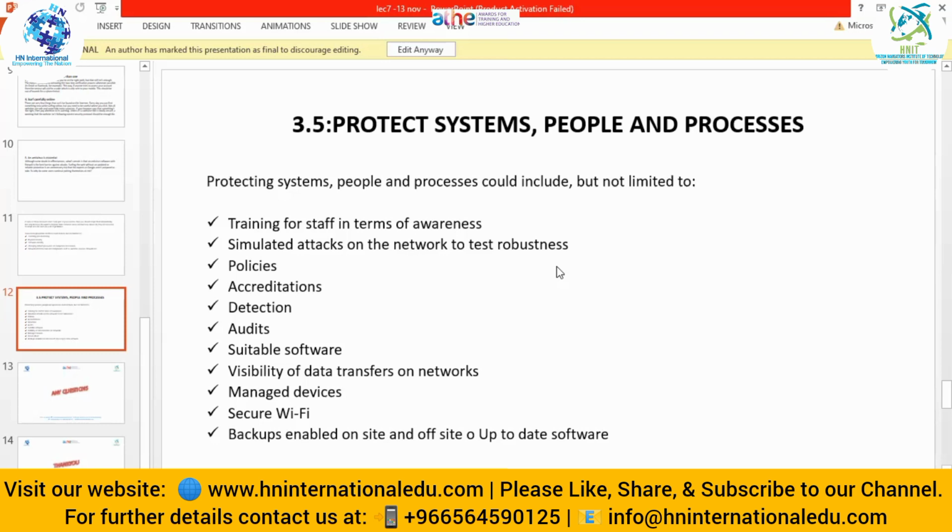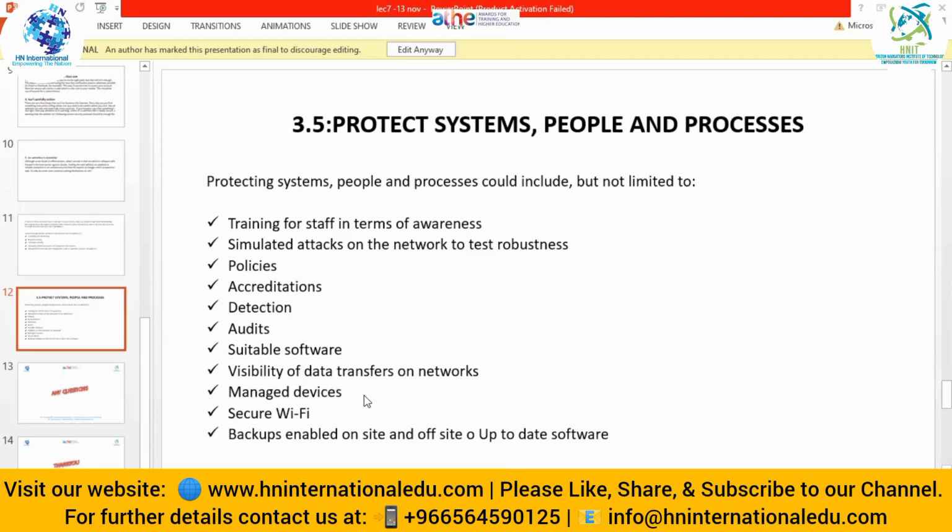Obviously, you know how your audits are going, how your company is working, and what the process of audits is. Then suitable software: for the work that you are doing, what is the suitable software for that particular work. Then there is visibility of data transfers on the network. Visibility of data transfers means whatever data is being transmitted, you know which data is being transmitted, through which software, and through what internet connection or medium.